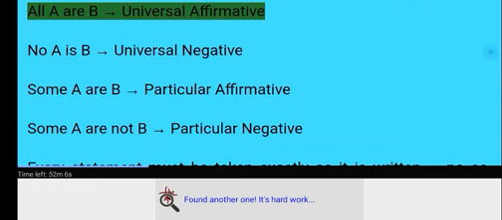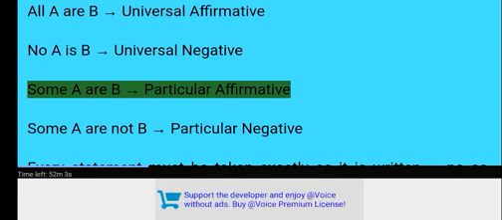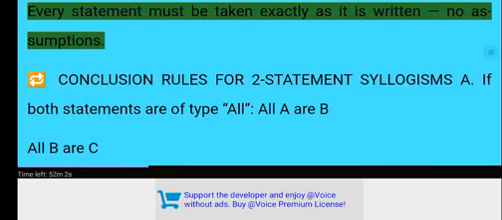All A are B: universal affirmative. No A is B: universal negative. Some A are B: particular affirmative. Some A are not B: particular negative. Every statement must be taken exactly as it is written, with no assumptions.